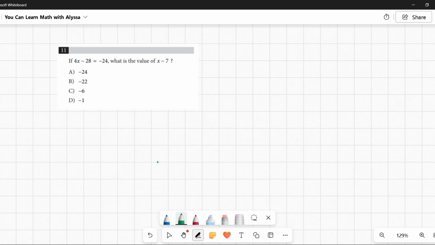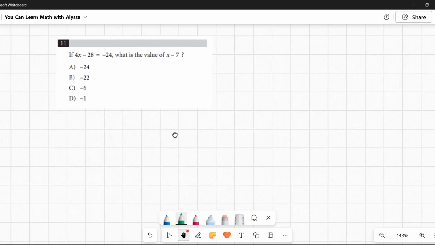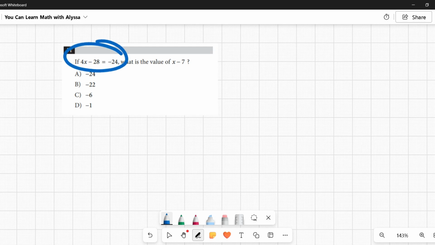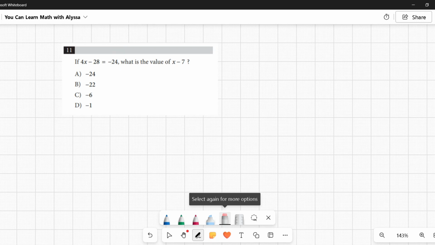Number 11, if 4x minus 28 equals negative 24, what is the value of x minus 7? Two ways you can do this. Well, actually three. You could graph it too. I wouldn't recommend graphing. I think it takes too long on this one. But anyway, you can graph it. If you were to graph it, you would put this in your graphing calculator to solve for x and then plug that into x minus 7. I don't recommend that. Anyway, you can though. Moving on.